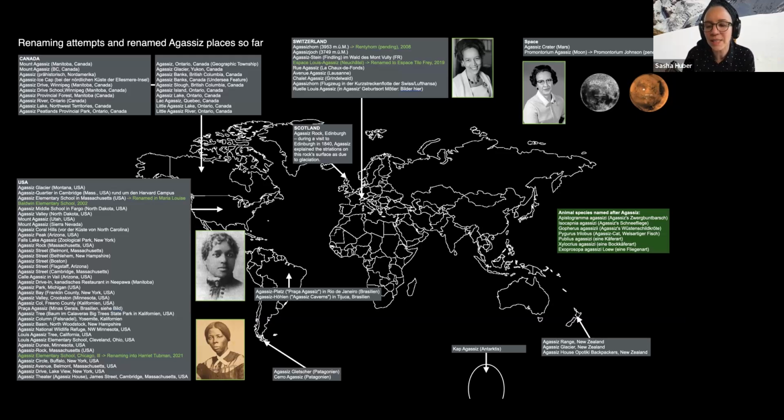But still the idea of this renaming was a way of starting the dialogue about this history, about this rewriting of this history of this Louis Agassiz.